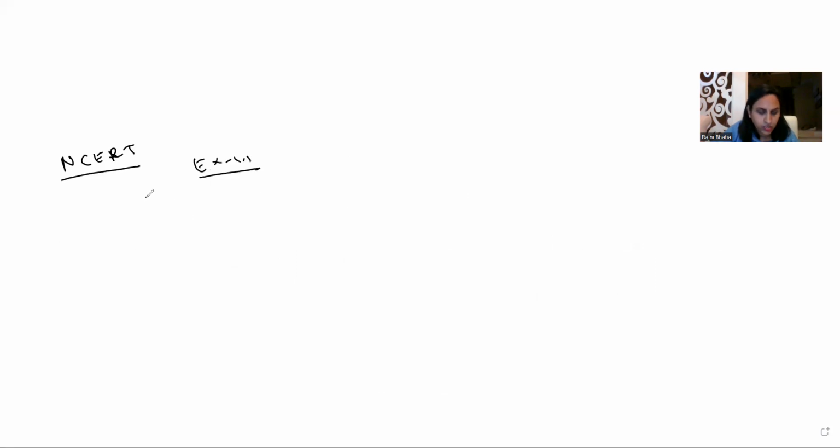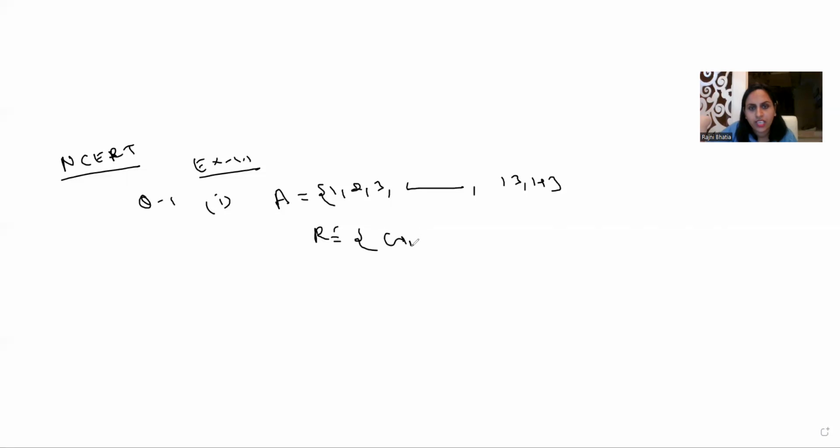Exercise 1.1, question number 1, first part. The relation R is defined on the set A, which is equal to 1, 2, 3 up to 13, 14, and the relation is defined as (x, y) such that 3x minus y is 0. Now this relation is given in the set builder form. We have to convert it into the roster form first. Roster form का मतलब ये है कि हमें उसके elements लिखने हैं.